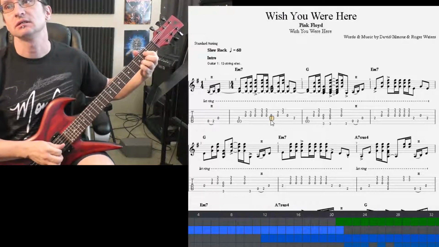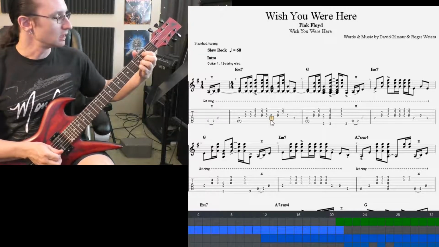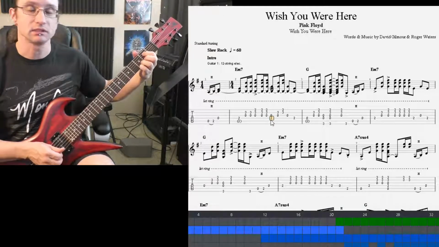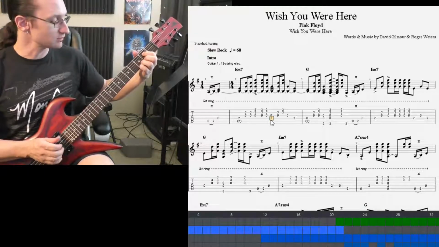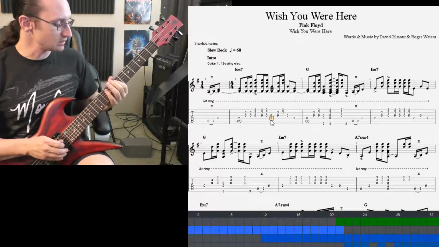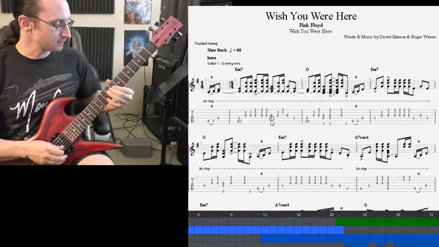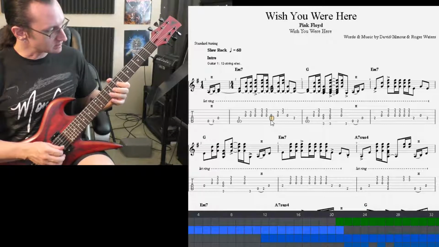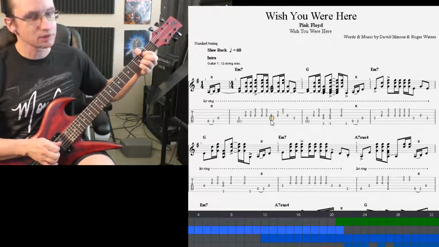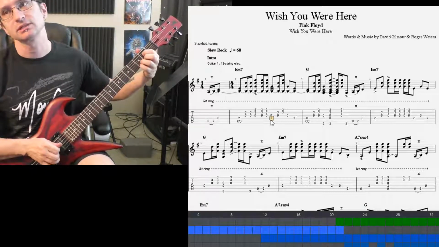So you have an E, a D, another D, and a G. What an E minor 7 chord is made of is an E note, a G note, a B note, and a D note. So the thing that's missing here is the B.